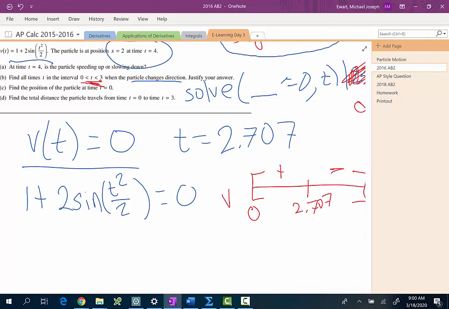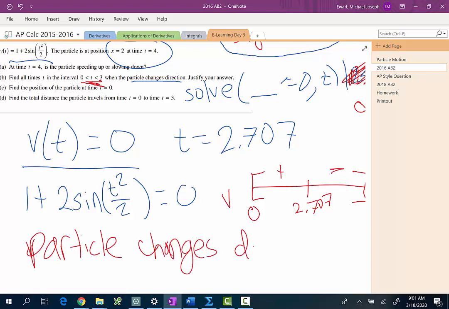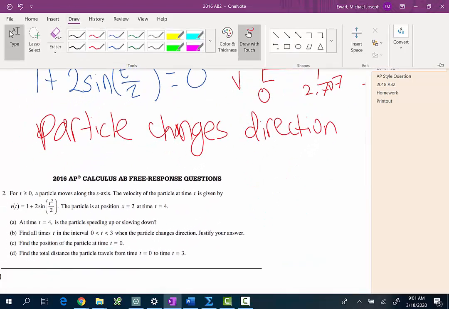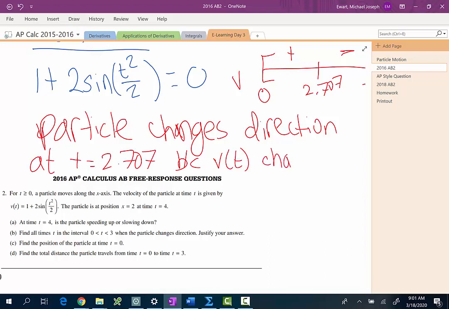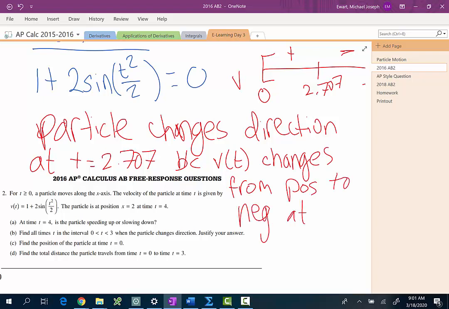So the way we justify this is we say that the particle changes direction at t equals 2.707 because v of t changes from positive to negative at 2.707. So we need to actually explain our table, right? The table doesn't count for our justification.